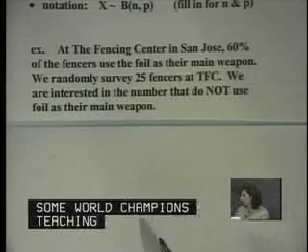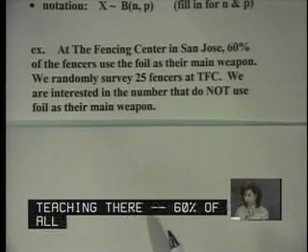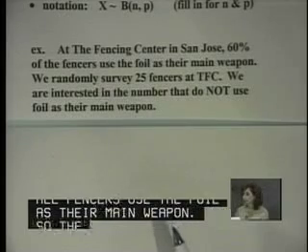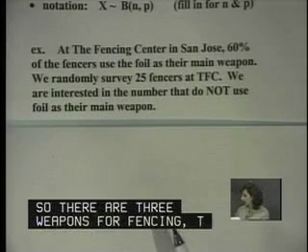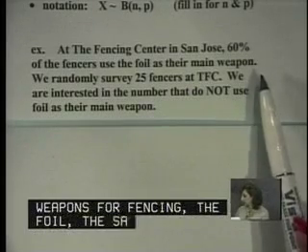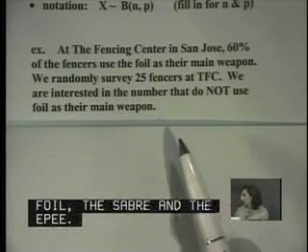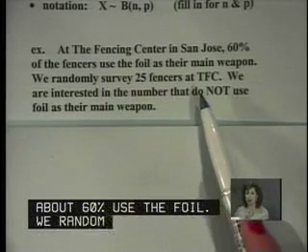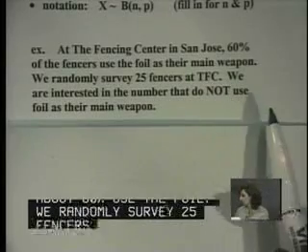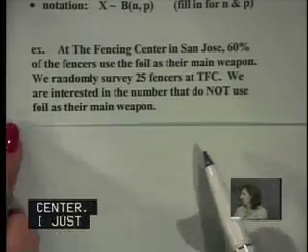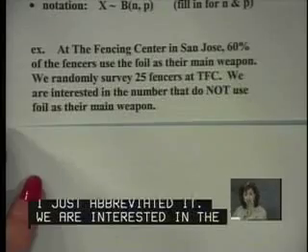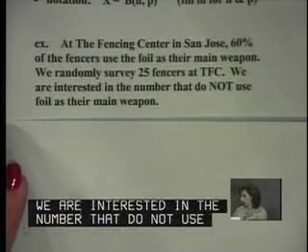60% of all fencers use the foil as their main weapon. So there are 3 weapons for fencing: the foil, the saber, and the epee. About 60% at this place use the foil. We randomly survey 25 fencers at the fencing center. I just abbreviated it. We are interested in the number that do not use the foil as their main weapon.